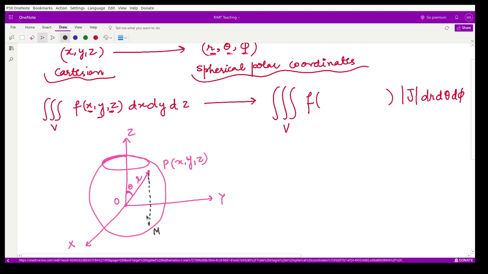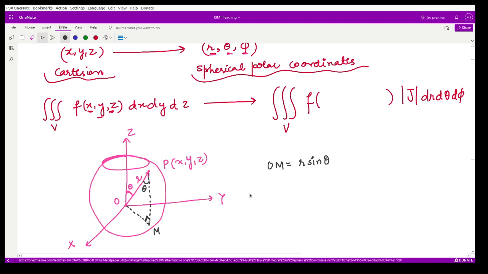Now if you join this point M with the origin, this would be a right angle triangle. If this angle is theta, this angle would also be theta, because this line and this line are parallel to each other, and this is the alternate angle. Now according to trigonometry, this hypotenuse is r. So what is the length OM? The length OM would be r sine theta, because this OM acts as the perpendicular here and r is the hypotenuse. So we got this distance as r sine theta.